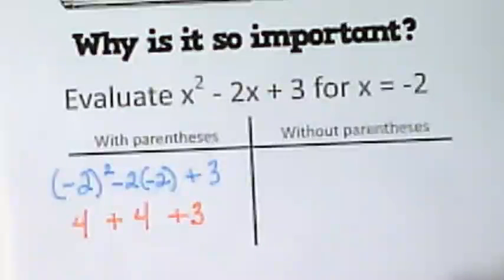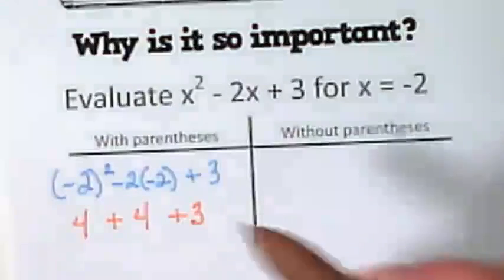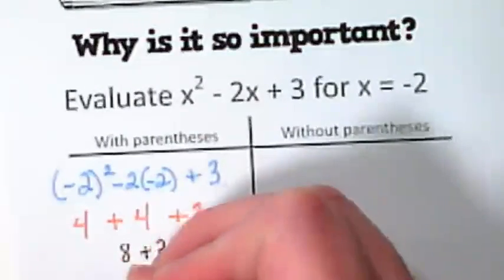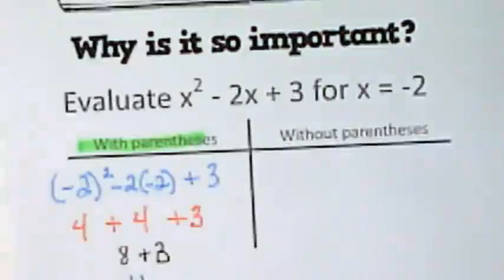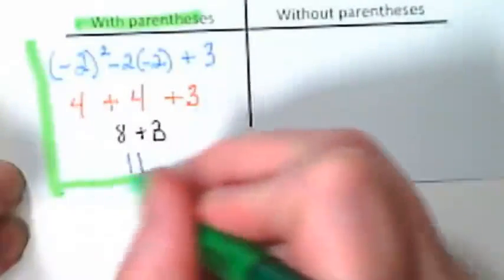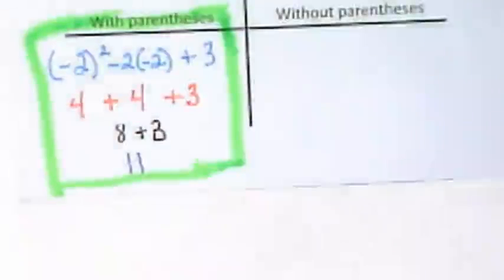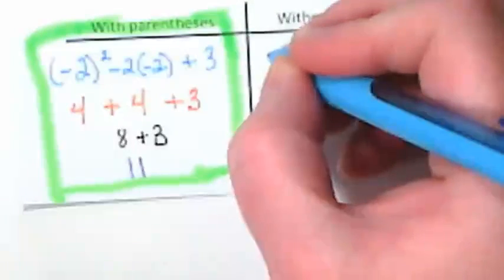And then I'm going to use order of operations and just work from left to right because everything is adding now. And I get 8 plus 3. Is 11. Do not need to do this, but I'm going to highlight that all the way around because that is our right answer. We have used parentheses to evaluate this expression. We are now going to do it without parentheses.